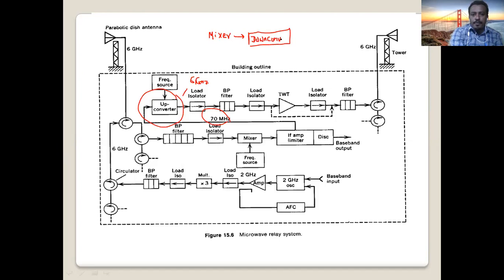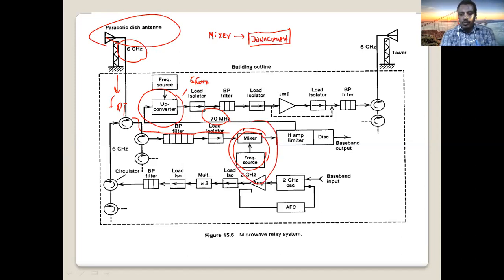So the down converter mixer, you can find, for example, here. The down converter mixer is most usually used on the receiver side. From our receiver antenna here, the carrier frequency which comes from the antenna, which is our RF frequency, FRF, is 6 GHz, which using this circulator is guided to this band pass filter, and through the isolator it comes to the down converter mixer on the receiver side.